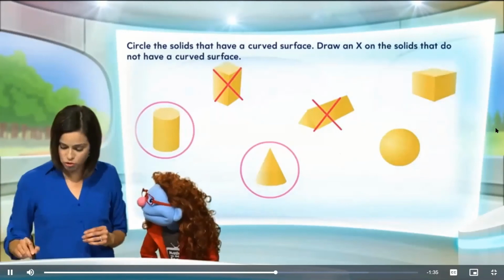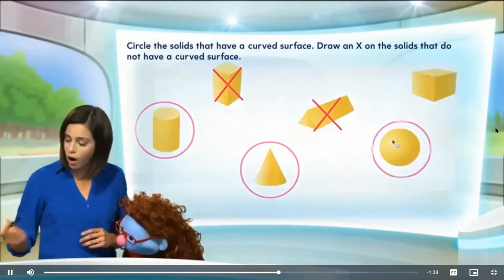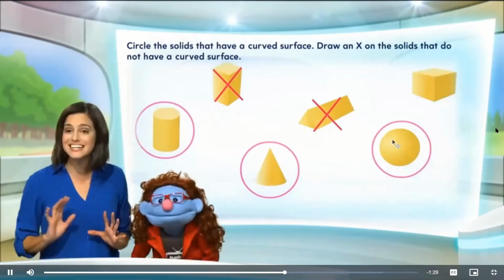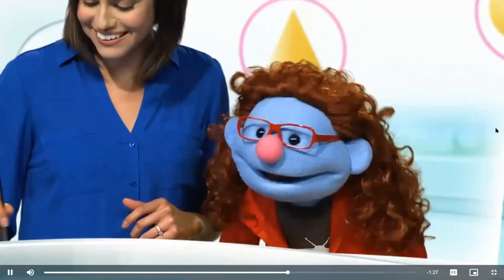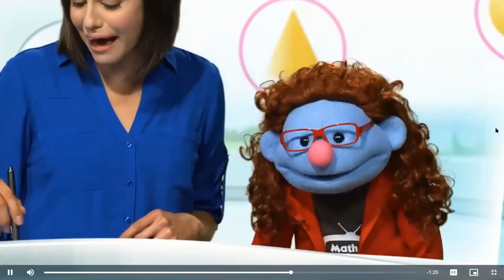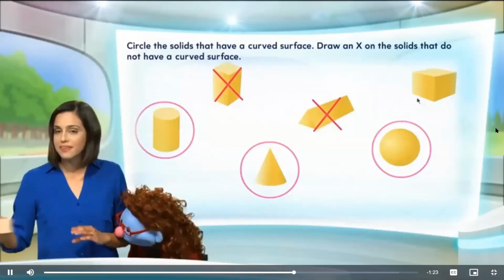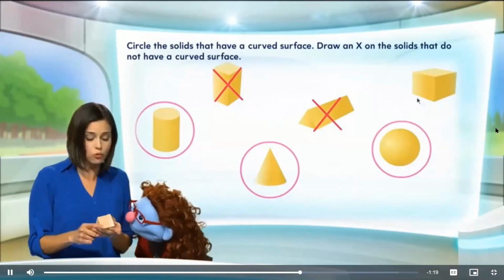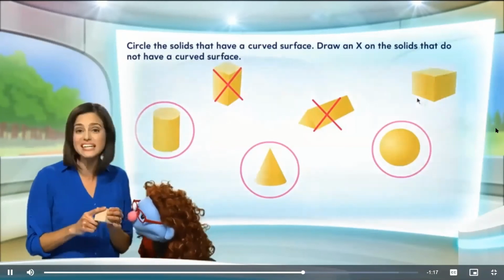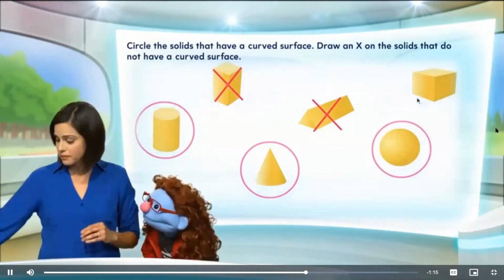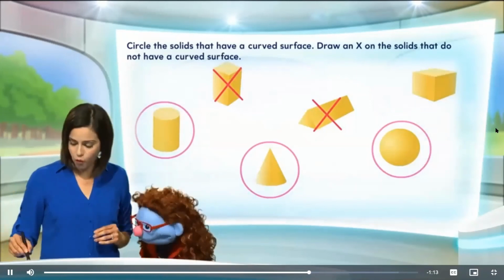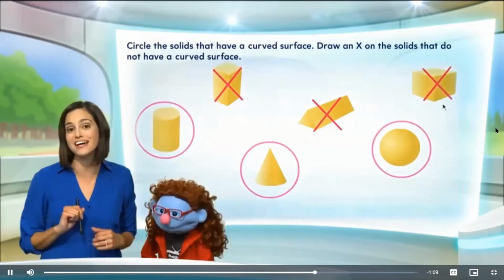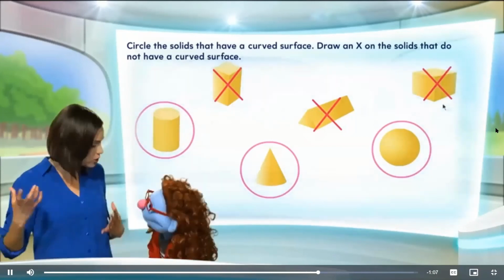And we want to draw another circle on the sphere because it has a curved surface. We're almost done. Next, we have the cube. The cube has flat surfaces. This is another one of those solids that only has flat surfaces, and therefore we draw an X on our cube. And there you have it, Jeannie.